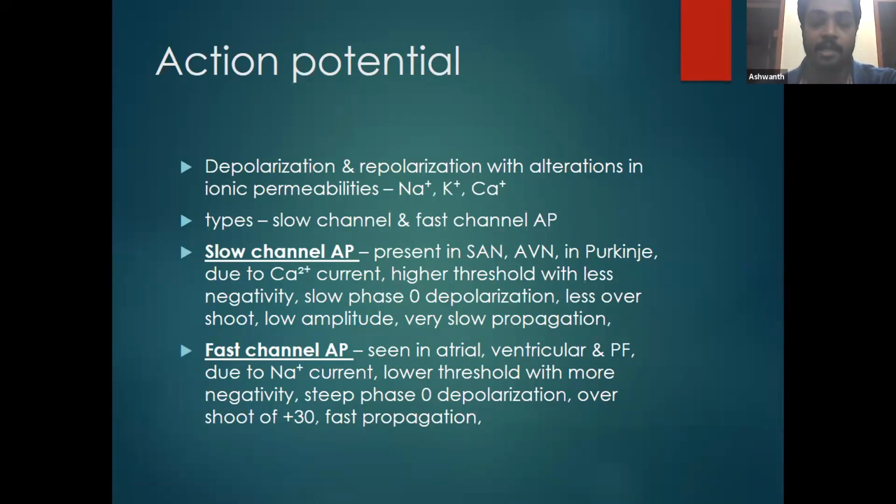The fast channel action potentials are mostly seen in atria, ventricles, and Purkinje fibers due to the sodium channels, and have a lower threshold with more negativity, a steep phase zero depolarization, and an overshoot of up to positive 30, and a fast propagation of the action potential.